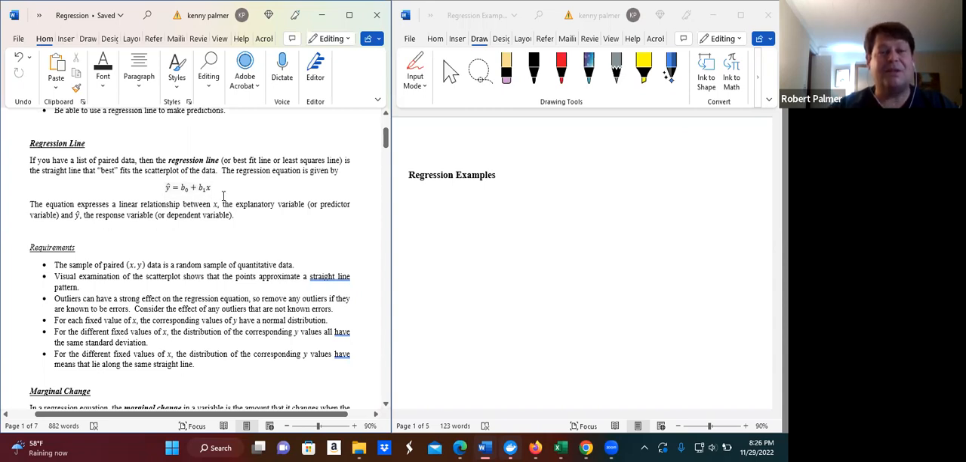Now, once again, X is the predictor variable. You're trying to use the values of X to predict Y. That doesn't necessarily mean that X causes Y, although it could, but we're simply trying to use X to predict values of Y. So let's come over here to the right and get an idea of what we're talking about.